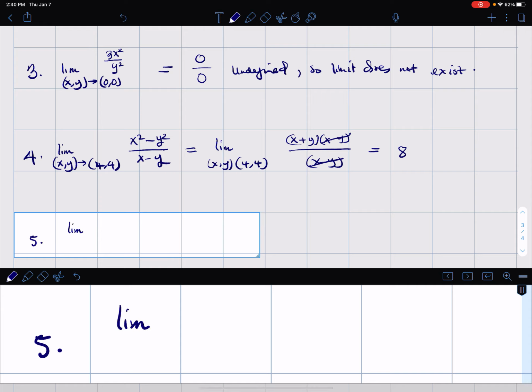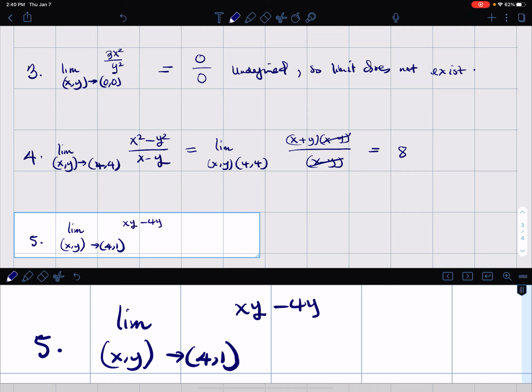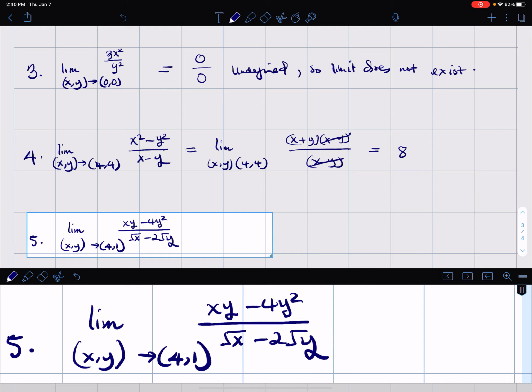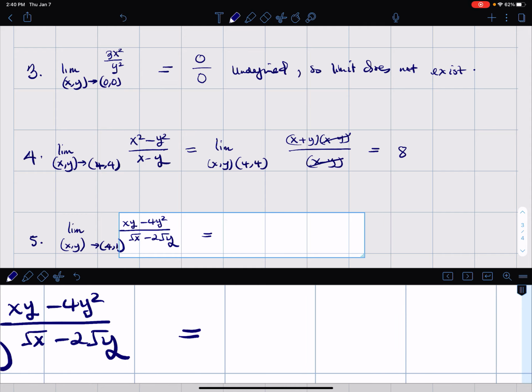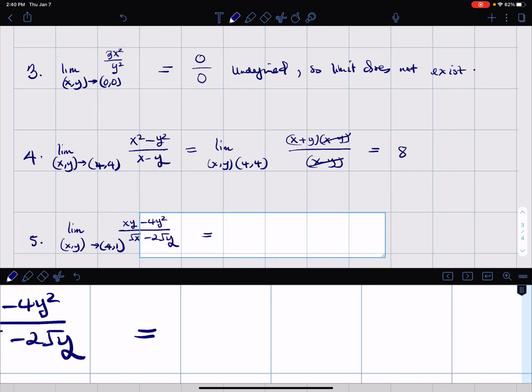How about the limit as (x, y) goes to (4, 1) of xy minus 4y squared all over square root of x minus 2 square root of y. Again, if you plug in 4 and 1, you will end up with 0 over 0. So let's see what we can do.